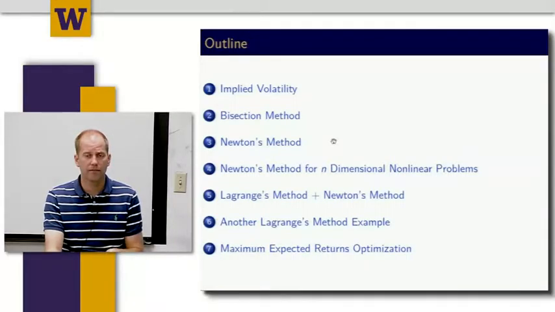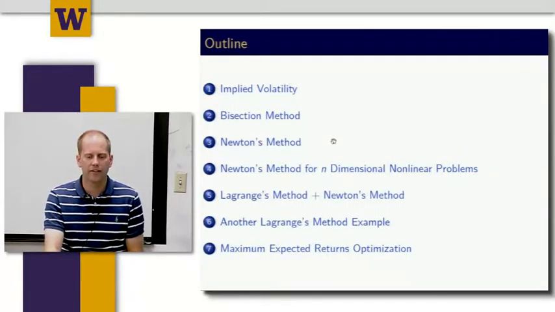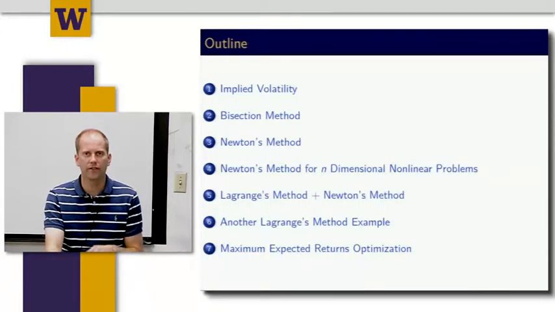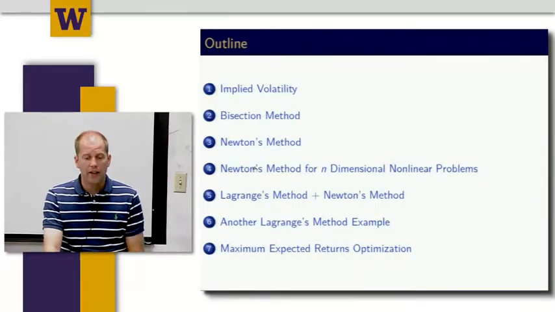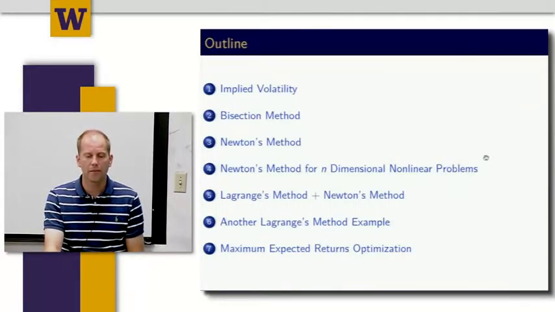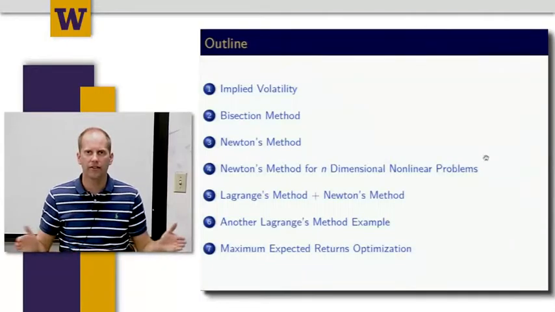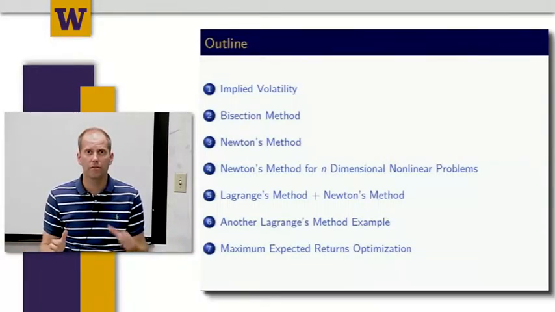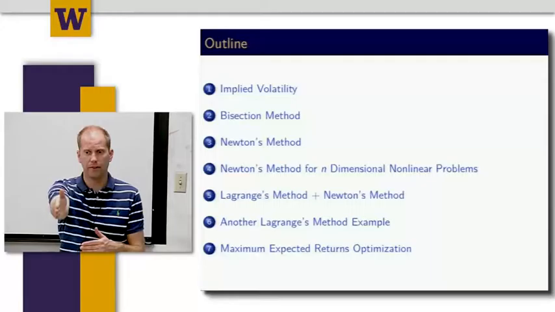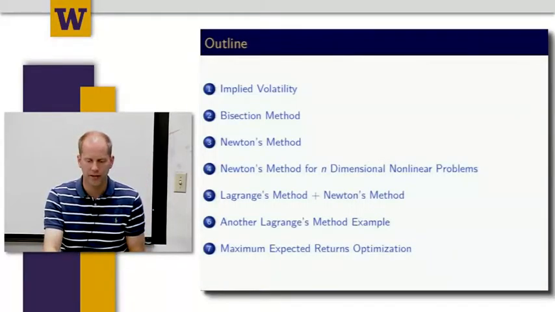This has a little bit stronger assumptions: I need the function I'm trying to find the value of to be differentiable. And then the other nice property that Newton's method has is there's an n-dimensional version of Newton's method. So the bisection method is only going to work if there's a single variable. It starts to break down if there's a variable going this way and a variable going this way.